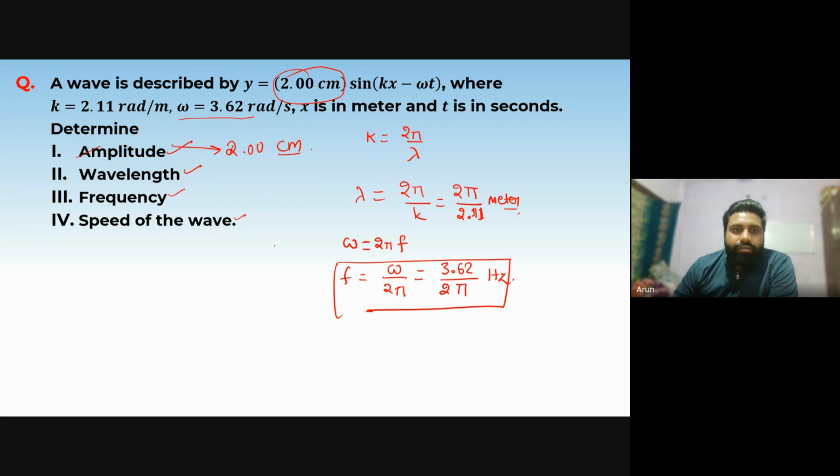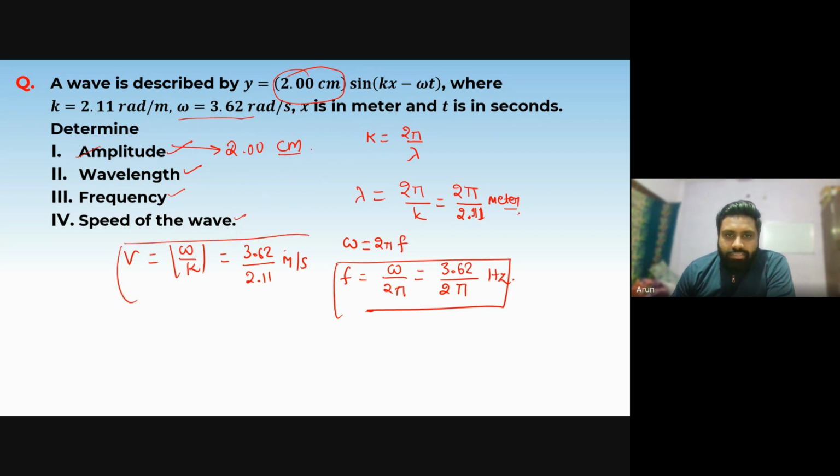Now the speed of wave. So we know the formula. The speed of wave is given by omega upon k magnitude. Omega is given to you 3.62. k is given to you 2.11. So if you solve it, you will get the speed of wave. So this is the speed of wave. Look how simple this numerical is. Okay.